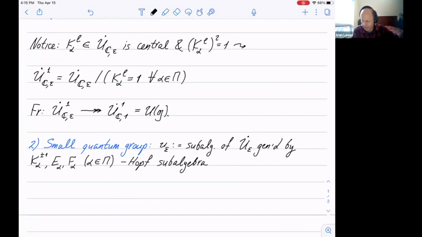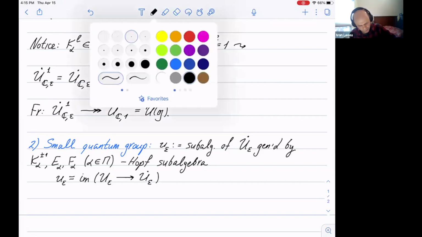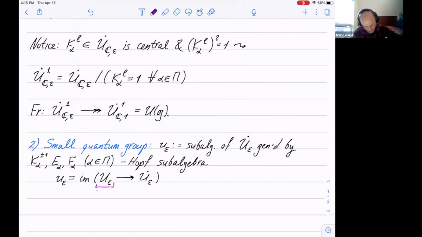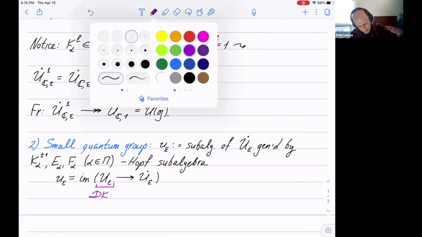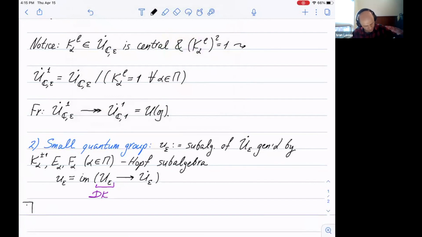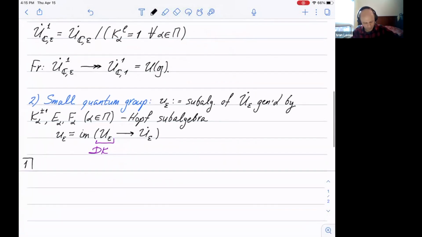You can alternatively say that you have a homomorphism from the usual De Concini-Kac quantum group to the Lusztig form. Guess what the formulas are. And this is the De Concini-Kac, and u_epsilon is just the image. And we see that as such, it's an analog of the distribution algebra of the first Frobenius kernel.